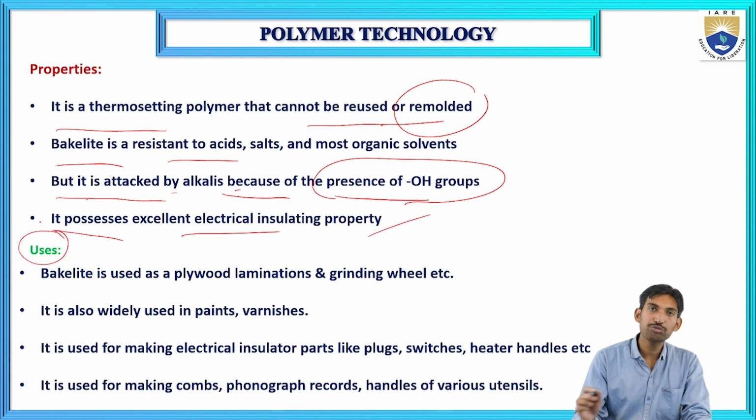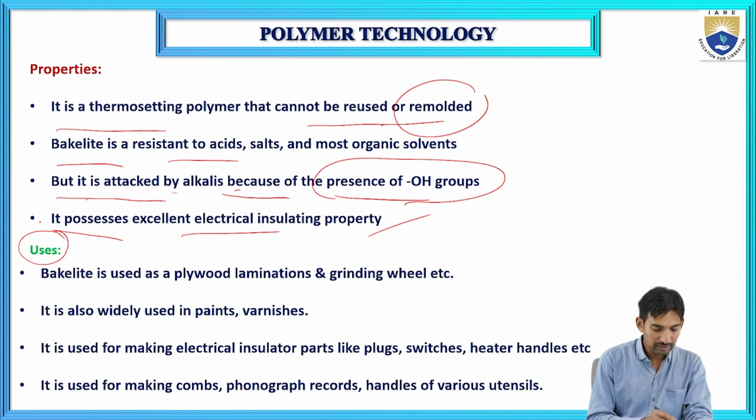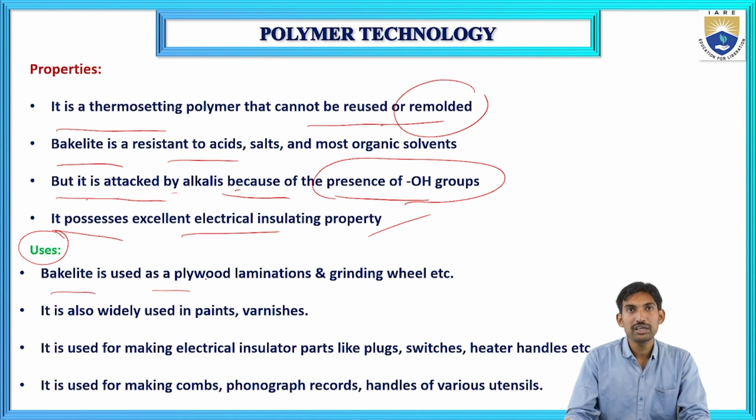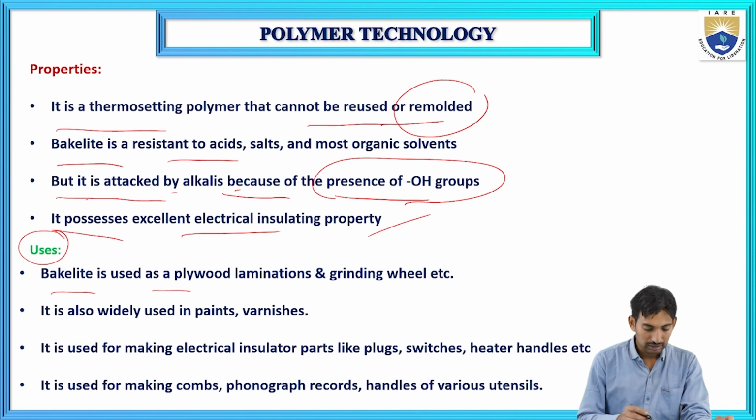These are the uses of bakelite. What are the uses of bakelite? Bakelite is used as plywood lamination and grinding wheel, etc. It is also widely used in paints and varnishes.